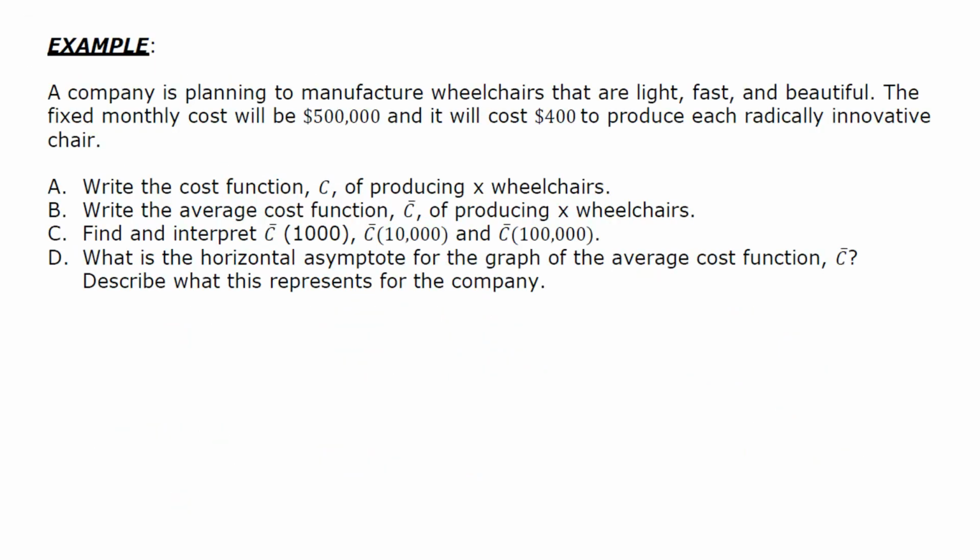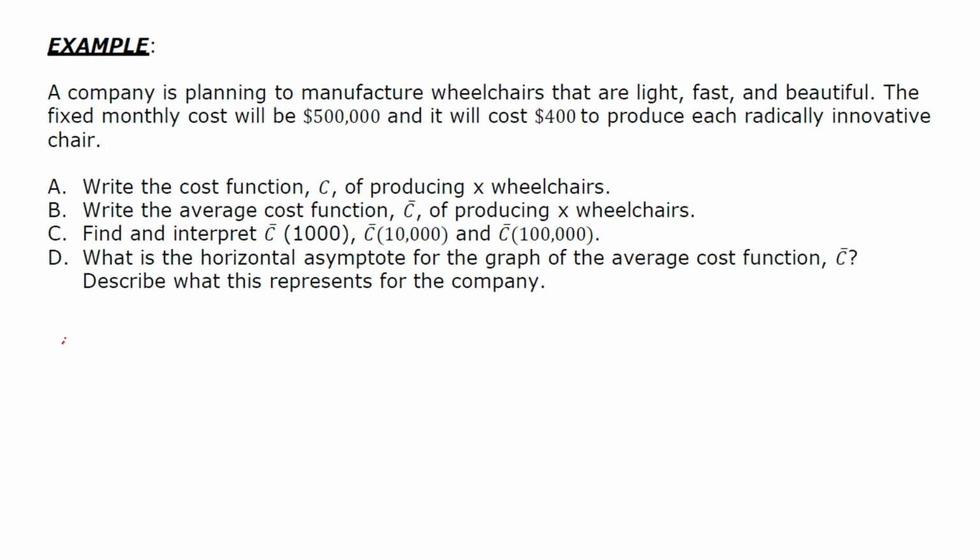Next, a company is planning to manufacture wheelchairs that are light, fast, and beautiful. The fixed monthly cost will be $500,000, and it will cost $400 to produce each radically innovative chair. A, we're asked to write the cost function C of producing x wheelchairs. B, write the average cost C hat of producing x wheelchairs. Then find and interpret C hat at 1,000, 10,000, and 100,000. And then D, what is the horizontal asymptote for the graph of the average cost function C hat, and describe what this represents for the company.